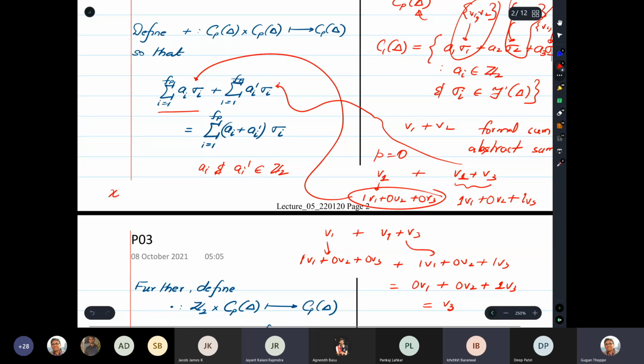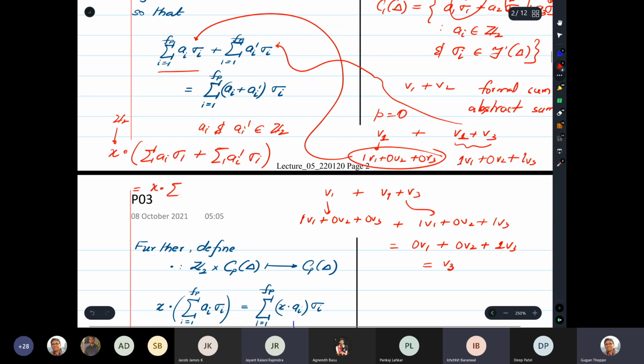What I'm supposed to do is take some element x in Z2 and do the scalar multiplication, and I want to show that this equals x dot summation ai sigma I plus x dot summation ai prime sigma I. Do you agree? This is what one of the distributive properties is. You can see that in the addition property, there is no scalar multiplication, so that by itself doesn't say anything about the distributive property, because the distributive property concerns how scalar multiplication and addition behave in combination with each other.